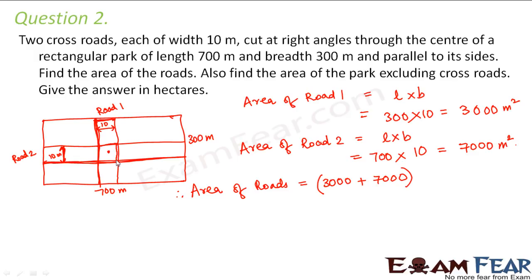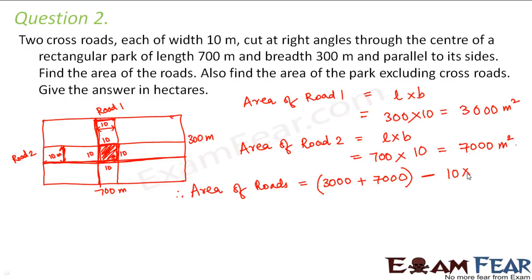So if you see that this center part where both the roads are overlapping, this area has been considered twice, because when we calculated road 1 area, that time also this area was included. When we calculated road 2 area, that time also this area was included. So when we have to find out the total area of the two roads, then we add these two values, but from there we subtract the area of this square, because this is a square, right, such that each side of the square is 10 meters. So we have to subtract the area of this square.